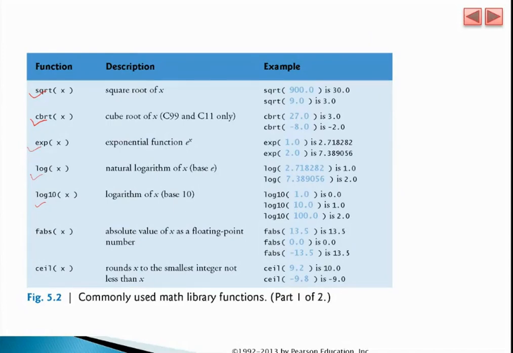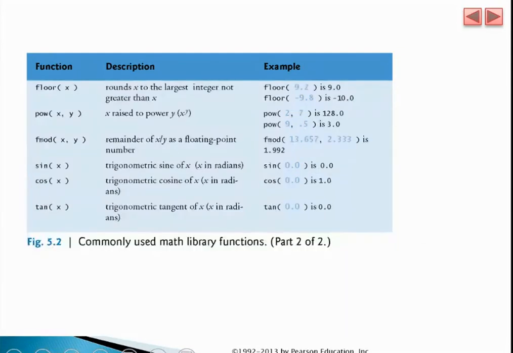Then there is the floating point absolute value. There is the ceiling function, which rounds up to the smallest integer not less than x. So for example, the ceiling of 9.2 will return the smallest integer greater than the number, which is 10. If you write minus 9.8, it will return minus 9, right? There is the floor function, which is just the reverse. It gives the largest integer not greater than x. So for 9.2, it will return 9. For minus 9.8, it will return minus 10.